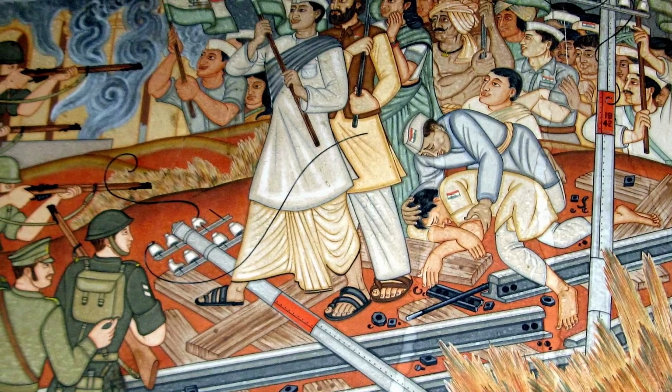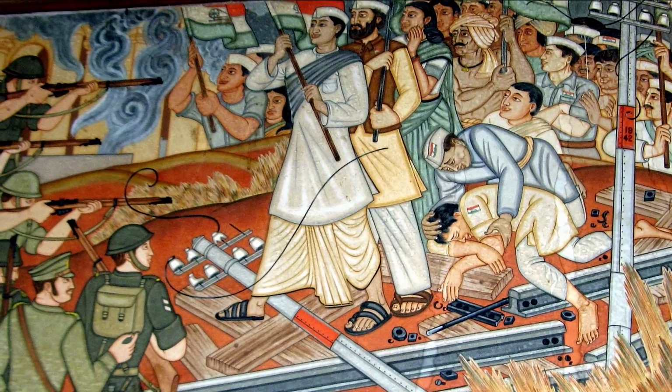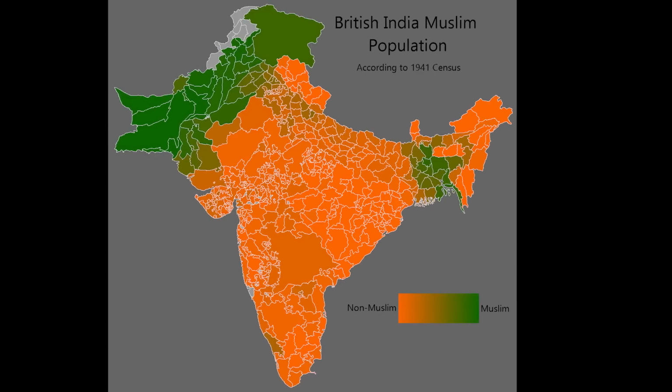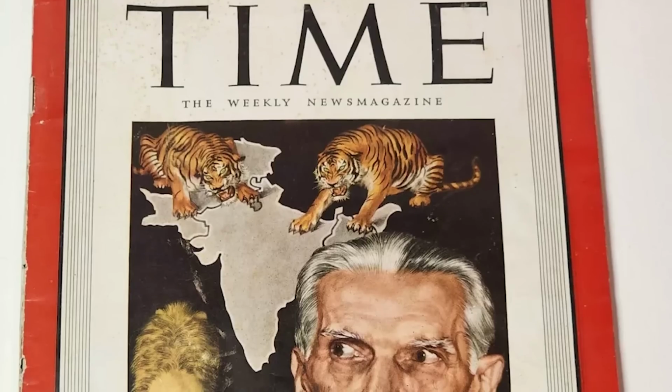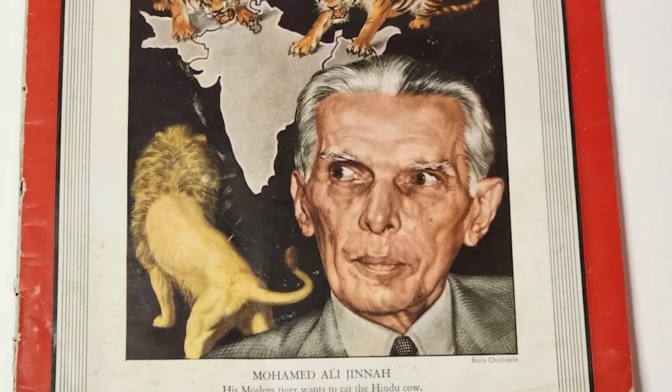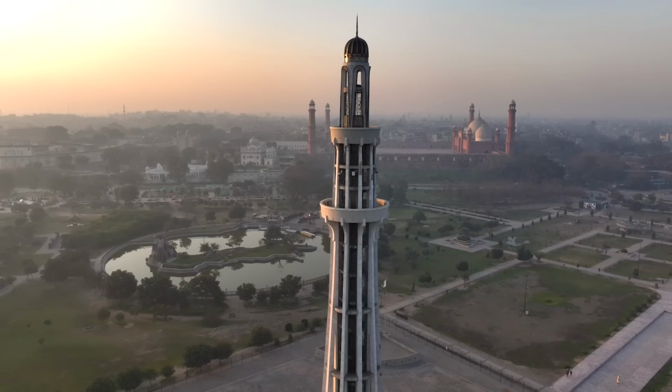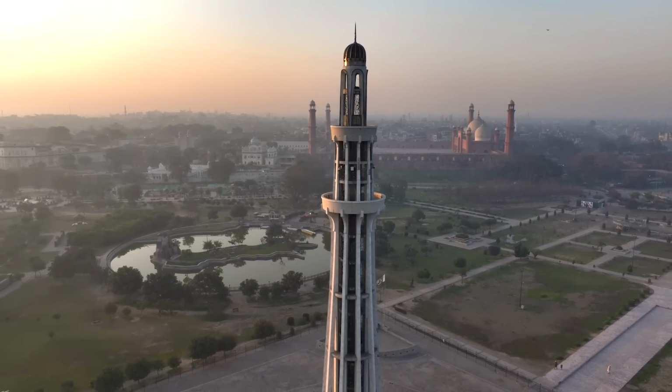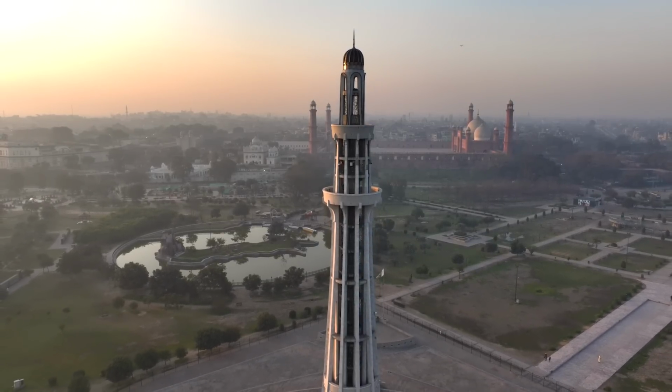Some wanted reform, others wanted total independence. Many were Hindu, some Muslim. As a religious minority, Muhammad Ali Jinnah, leader of the Muslim League, sought out the creation of an independent Muslim nation. These demands were made official in the Lahore Resolution in 1940.